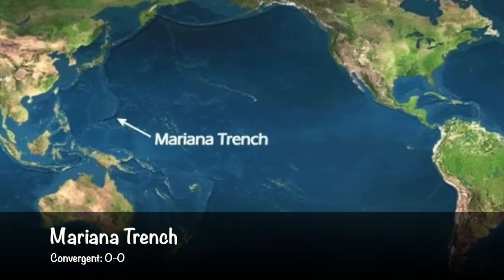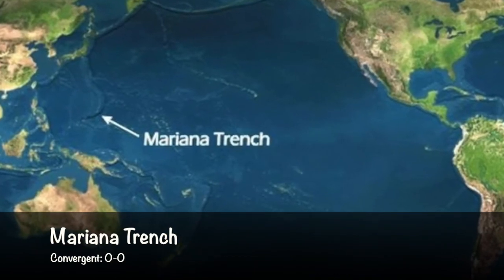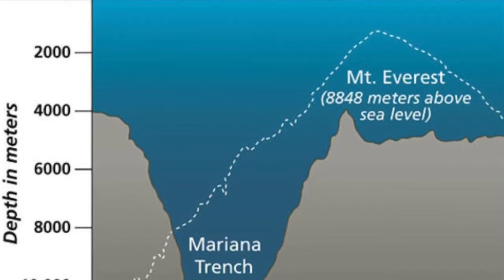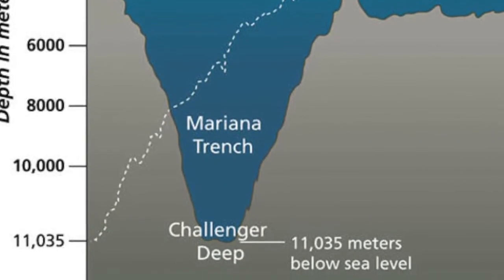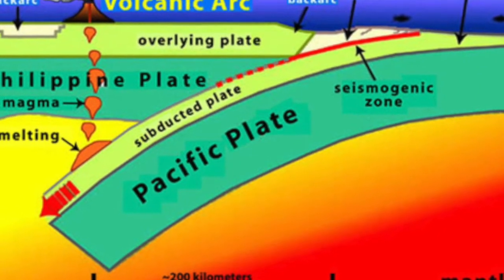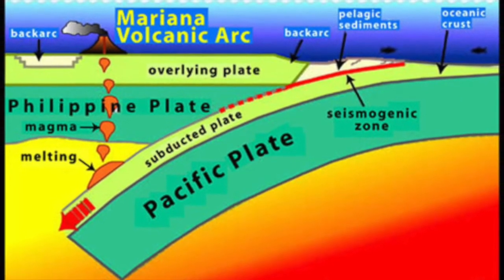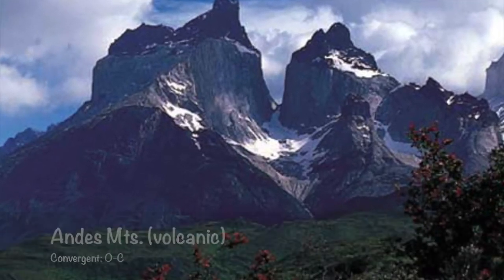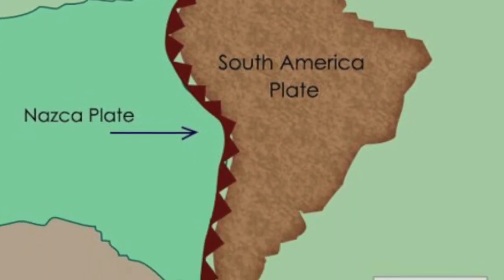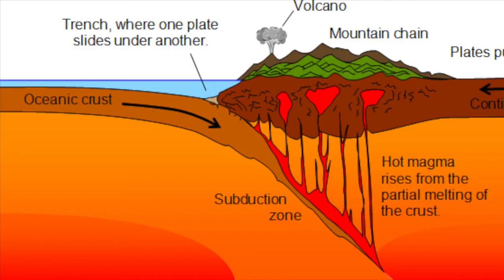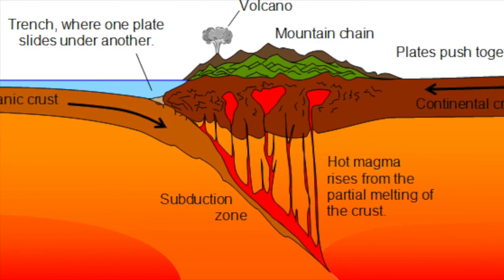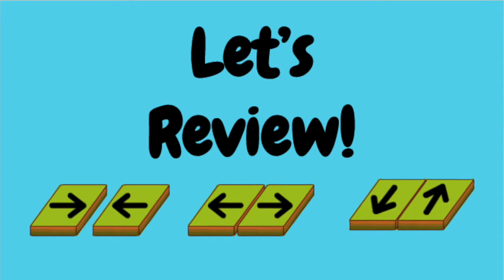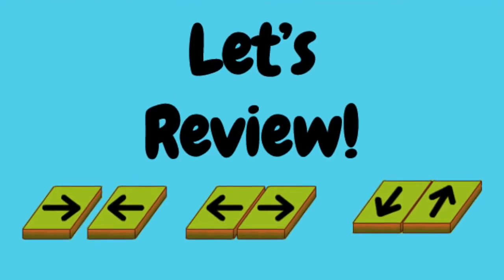The Mariana Trench is a famous example of an ocean-ocean convergent boundary, as the deepest point on Earth, Challenger Deep, is found here. A good example of an ocean-continental convergent boundary is the Andes Mountains. The volcanic Andes Mountains were formed from the Nazca Plate in the Pacific Ocean colliding with the South American continental plate.